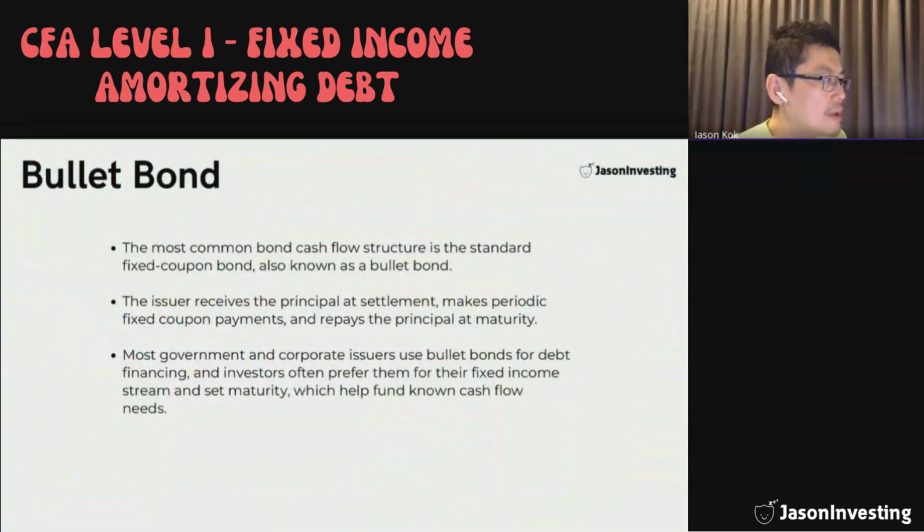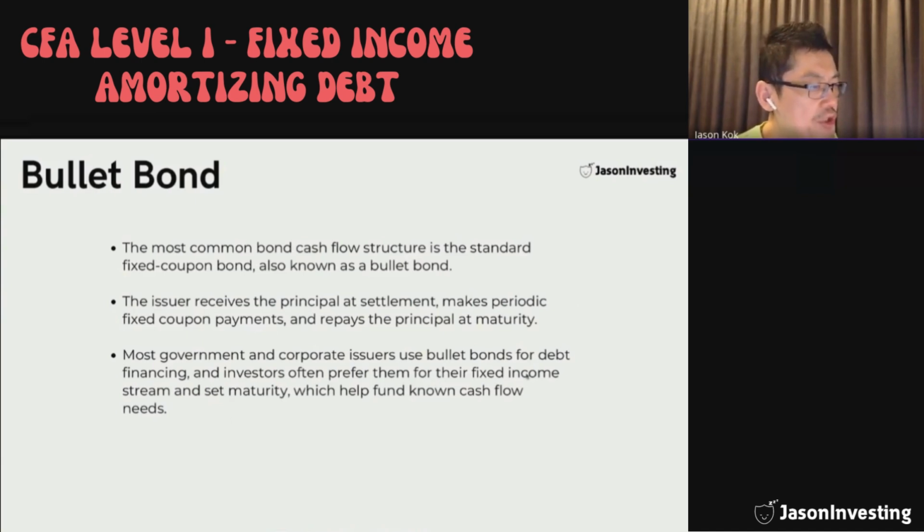A bullet bond. The most common bond cash flow structure is the standard fixed income bond, also known as the bullet bond. So a bullet bond is just a plain vanilla bond, simple as that, with a fixed coupon and not a floating rate coupon. The issuer receives the principal at settlement, makes periodic fixed coupon payments, and repays the principal at maturity. So this part is pretty straightforward. As of now, the viewers should be very familiar with this.